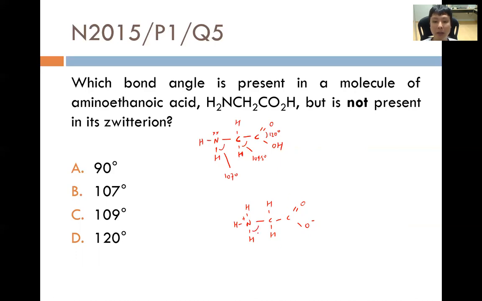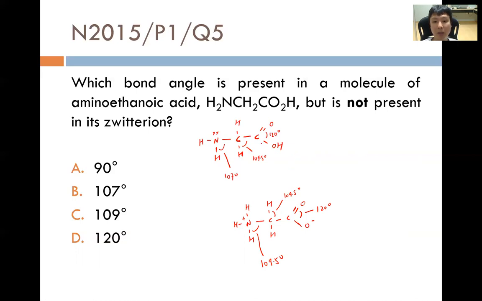Now, for this bond angle, the number of electron domains around this nitrogen is still 4, but there are now no lone pairs of electrons, so the bond angle will not be compressed and will be exactly 109.5 degrees. This will again still be 109.5 degrees, no change. And this will also be no change at 120 degrees because the number of electron domains is still 3 and there is no lone pair of electrons.